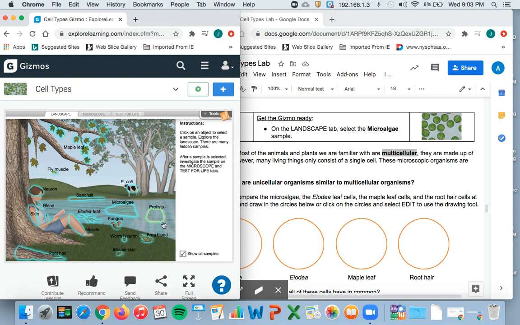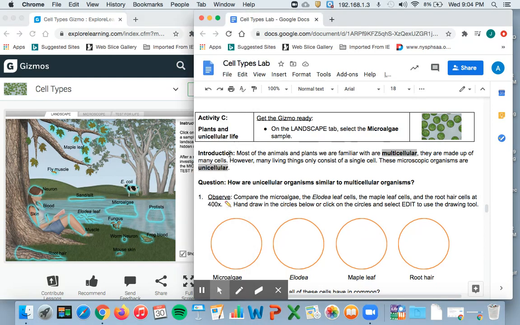So we're going to shift gears right now. We're going to look at some unicellular organisms and plants. Specifically, we're going to look at microalgae, Elodea, maple leaves, and the roots of a maple tree. Again, the roots, the leaves, the microalgae, and the Elodea.